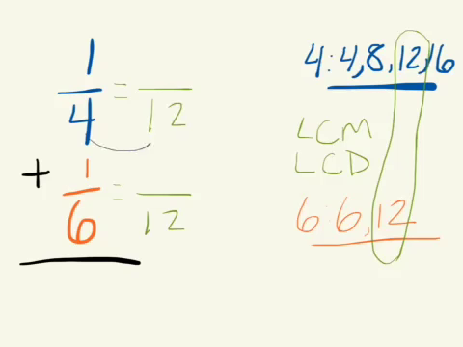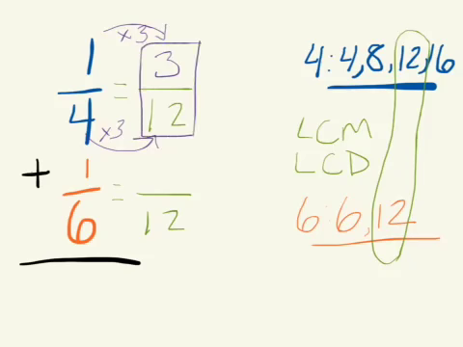To get from 4 to 12, what did we do? 4 times what is 12? Times 3. And whatever we do to the denominator, we have to do to the numerator. So we'll multiply the numerator times 3 as well. So now we have 3/12, and I'm going to box that up because I want to remember it and come back to it later. Now let's do the same thing for the 1/6.